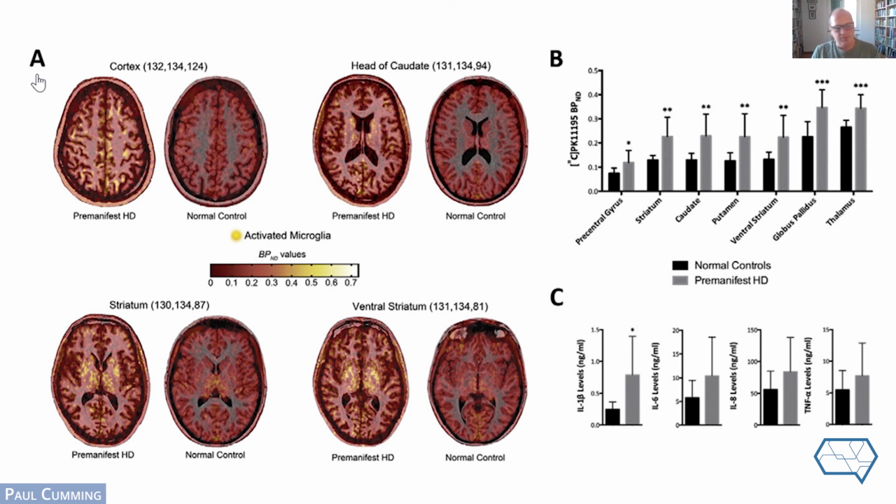Furthermore, it's perhaps less interesting, but they showed that interleukin levels in plasma were elevated, suggesting that there's a peripheral component to the inflammatory response also in Huntington's, which is consistent with what we heard from the previous lecture, that Huntington's is a systemic disease involving pathologies in practically every organ of the body. Next slide.